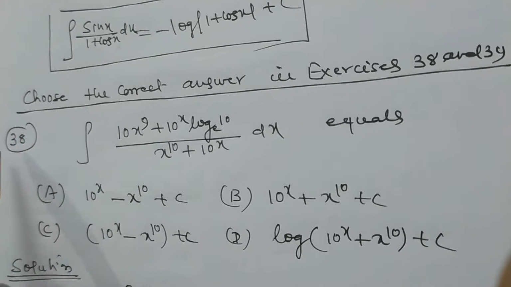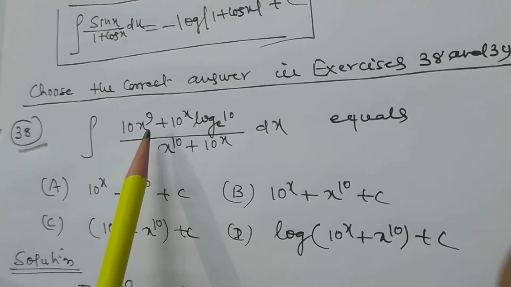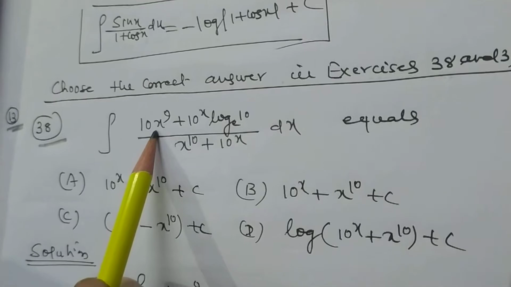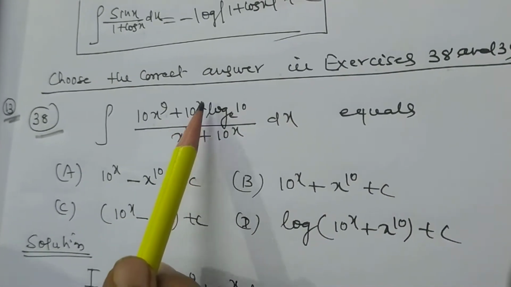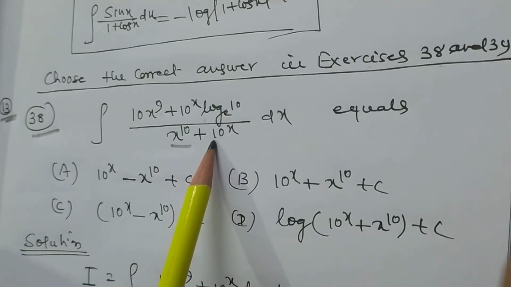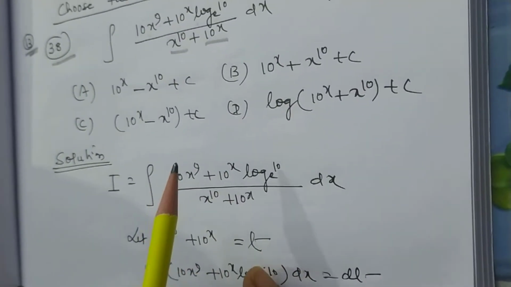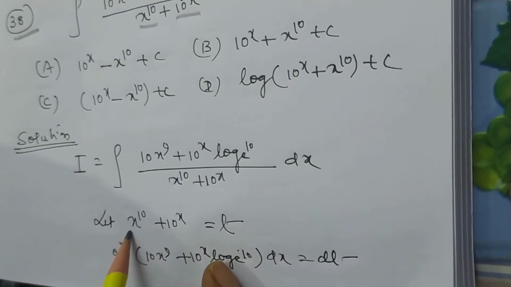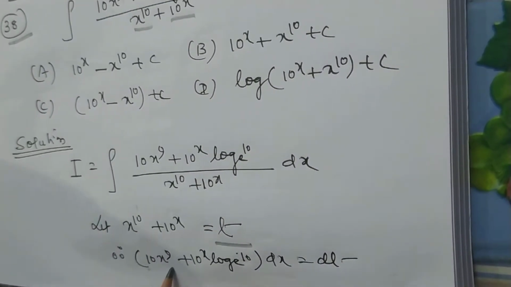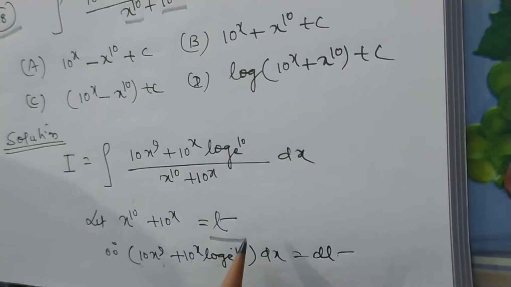Now my dear students, it is problem number 13 of this study material and 38 of NCERT. Choose the correct answer in exercises 38 to 39. The problem is the integral of 10 x to the power 9 plus 10 to the power x log of 10 to the base e, divided by x to the power 10 plus 10 to the power x, dx equals. There are 4 options. So my dear students, you consider x to the power 10 plus 10 to the power x is equal to t. So it will be 10 x to the power 9 plus 10 to the power x log of 10 to the base e dx is equal to dt.